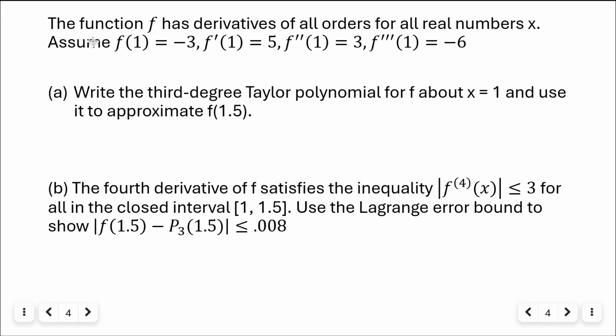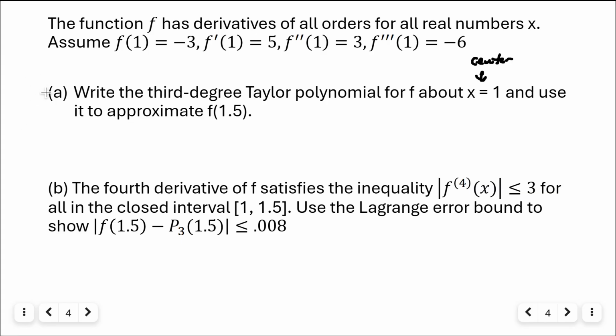So the function f has derivatives of all order for all real numbers x, and then you're given some values of f of 1, f prime of 1, f double prime of 1, f triple prime of 1. They want you to write the third degree Taylor polynomial for f about x equals 1. 1 is the center, and use it to approximate f of 1.5.